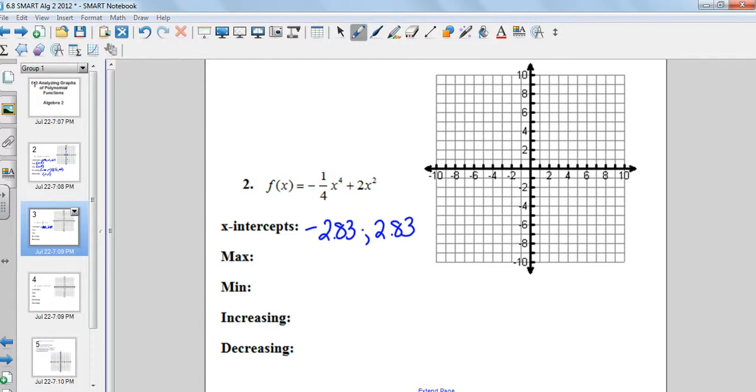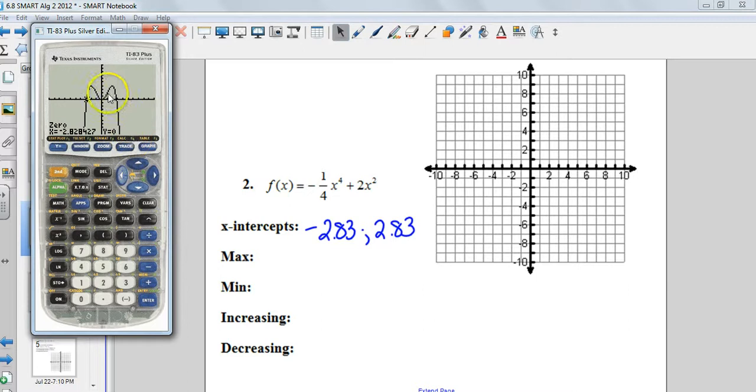Let's go find our maximums. And notice I said maximums because we have a max here and we have a max here. Now again, there's some symmetry, so if you can find this guy, he's going to be the positive version of it over here. So second trace, maximum. I'm already to the left of the maximum, I just got a little bit closer, so once I'm there, hit enter. And then go a little bit to the right of the maximum.